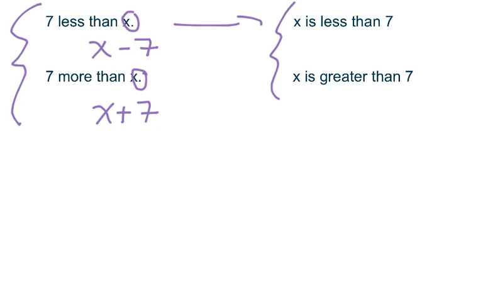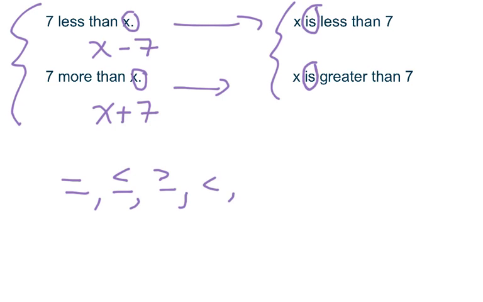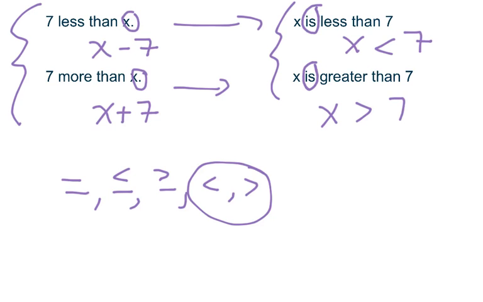Okay, let's see what the difference between these are. x is less than 7. Well, you see this word here? That means we have an equation or an equality, meaning we're using equals, less than and equal to, greater than and equal to, or plainly just less than and greater than. In this case, we're just using those two. So it says x is less than 7. This second one says x is greater than 7.